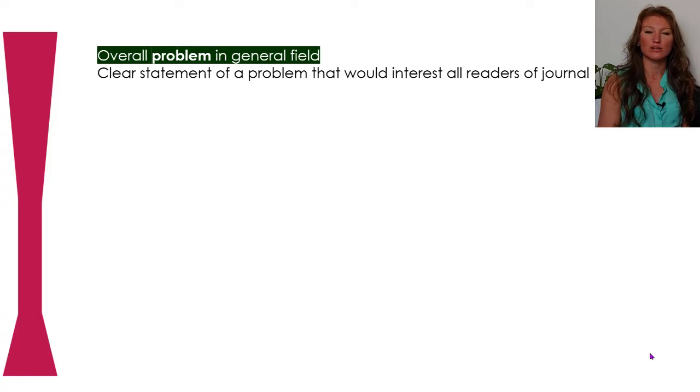This first sentence, this darkest green color, is going to tell the reader why your field needs to exist, why you are even trying to do this work in the first place. That is going to be a much broader scope. It is going to attract the attention of more readers, and it is going to be able to help them put your work into a much broader context, which is very important for understanding the impact that your research has on the field.